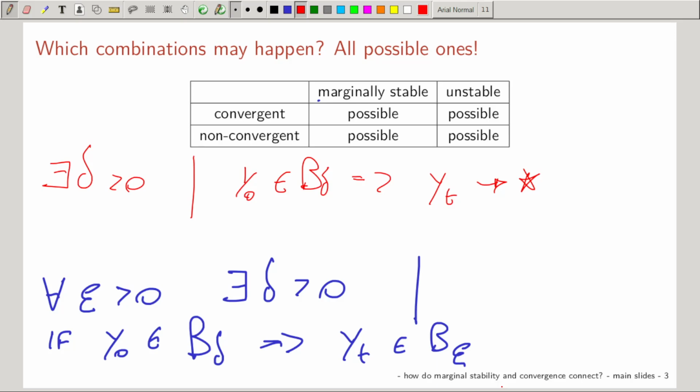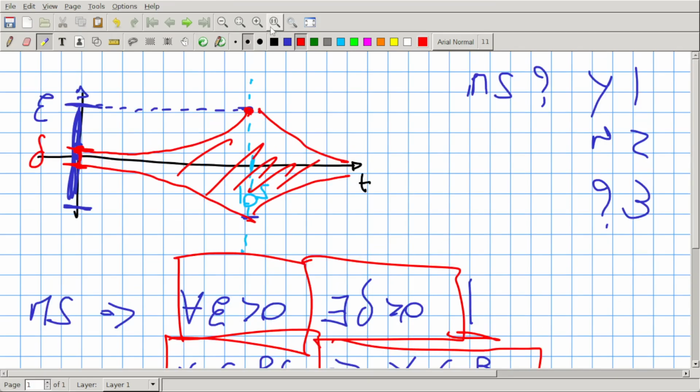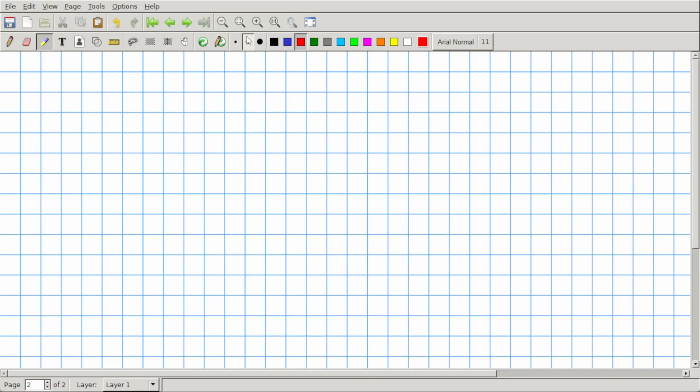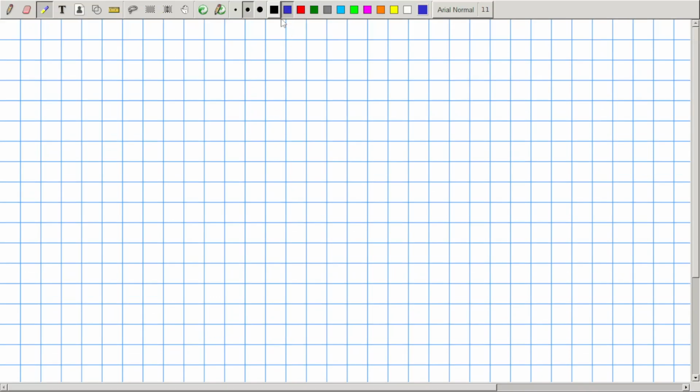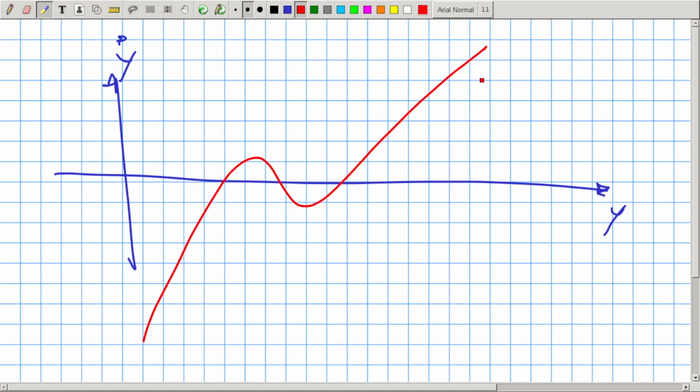Let's make a practical example. You're going to see it. This one, I should add it to the slides. I'm going to add it to the slides. Y dot, an ODE that looks like this one. This equilibrium here, is it marginally stable? Yes, no, I do not know. Discuss.